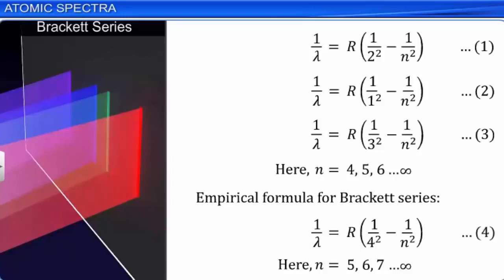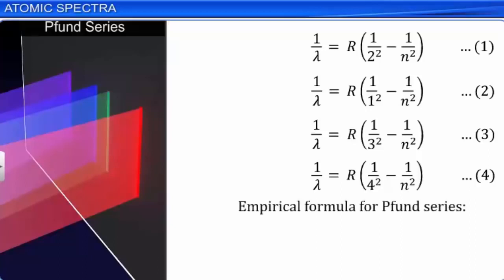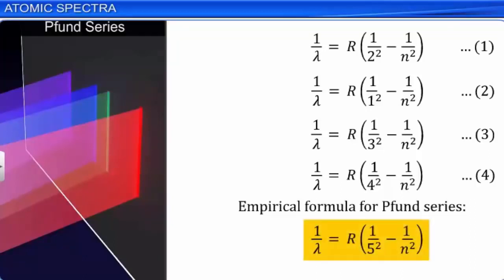The Pfund series has spectral lines which lie in the infrared region. The formula for the Pfund series is 1 by lambda is equal to R into (1 by 5 square minus 1 by n square). Here, n is equal to 6, 7, 8, and so on, up to infinity. Let this be equation 5.